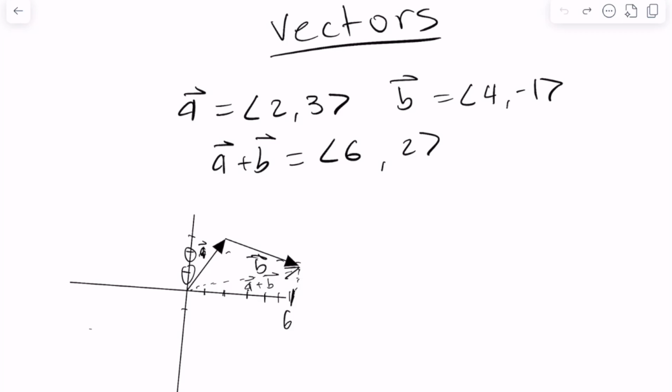So as you can see, to add 2 vectors on a graph, you simply add vector B to the tip of vector A by putting its tail against it. So that's what addition looks like.